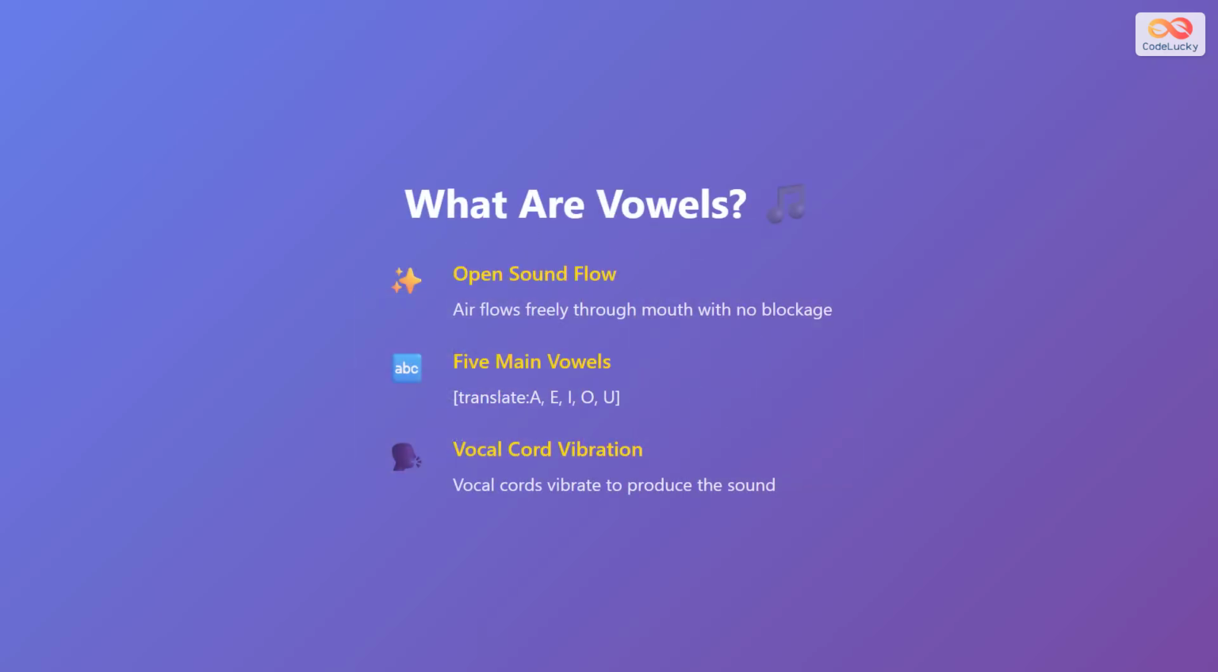Vowels are sounds where air flows freely through your mouth without any blockage. There are 5 main vowels in English: A, E, I, O, and U. When you produce vowel sounds, your vocal cords vibrate to create the sound. Vowels have a clear, resonant quality that you can hear distinctly.